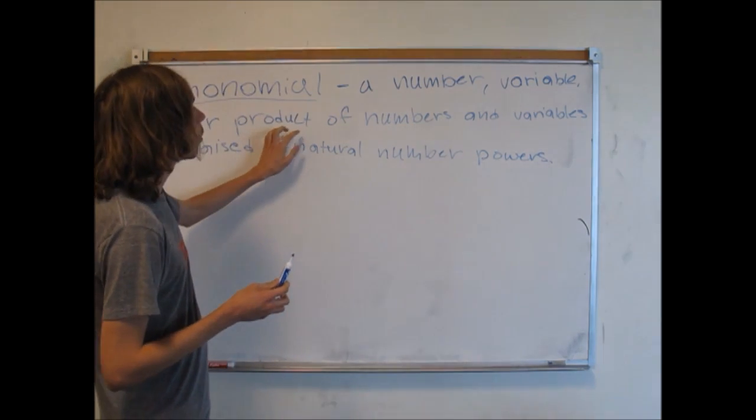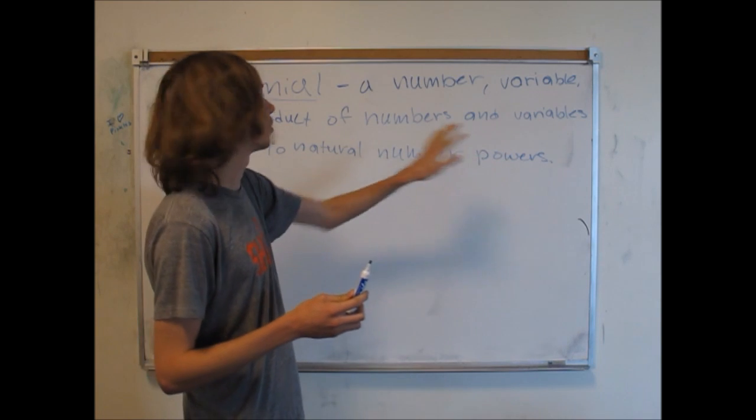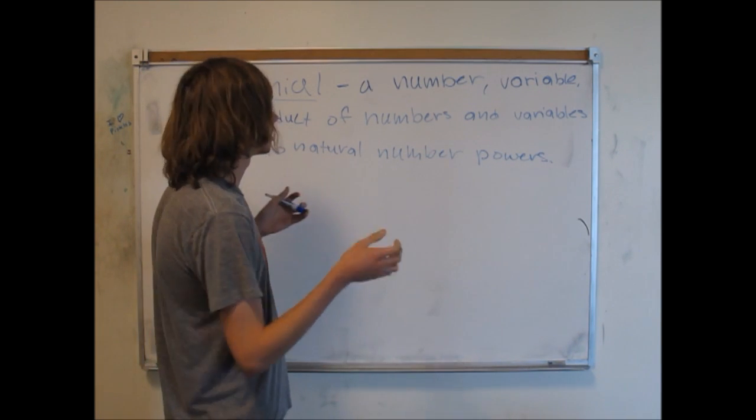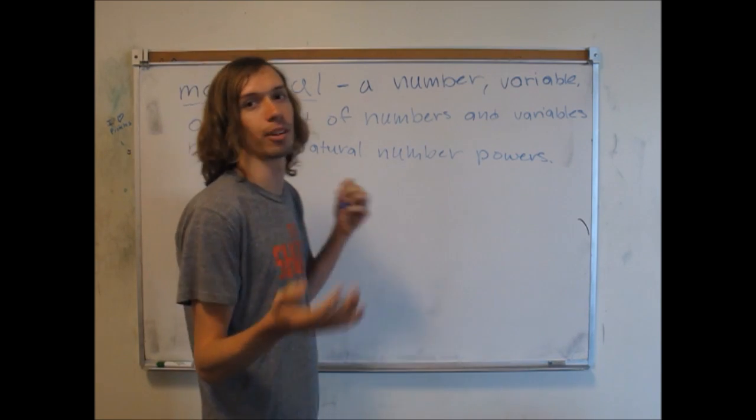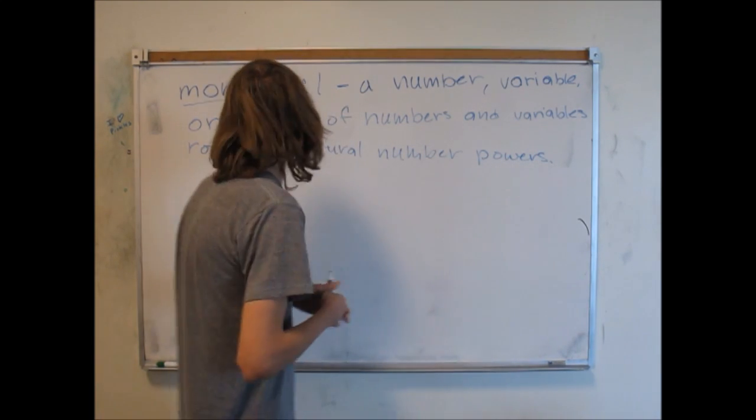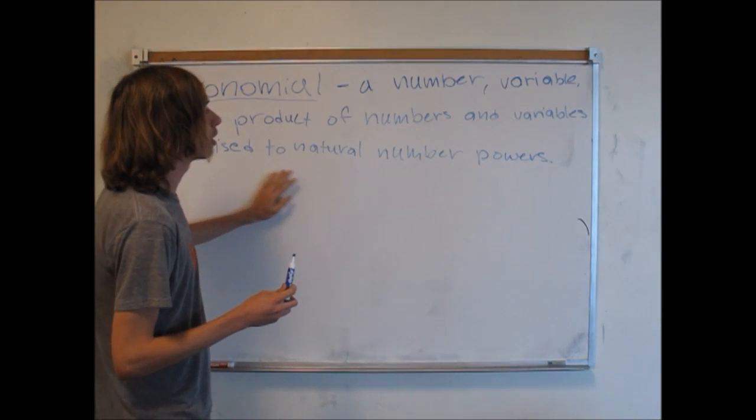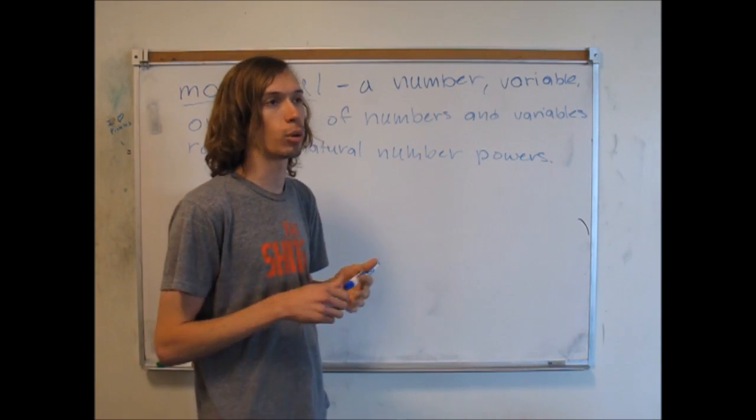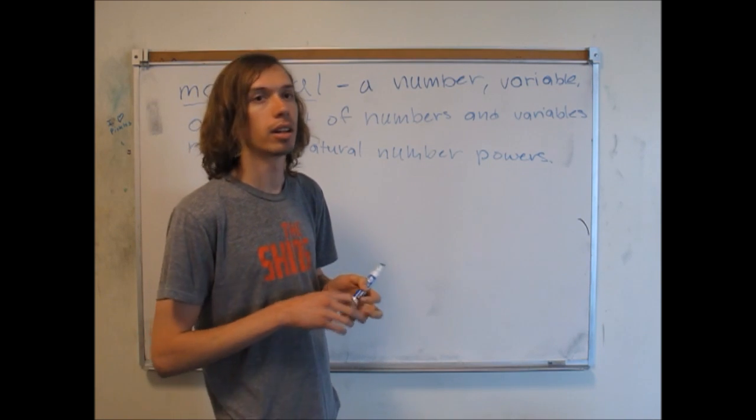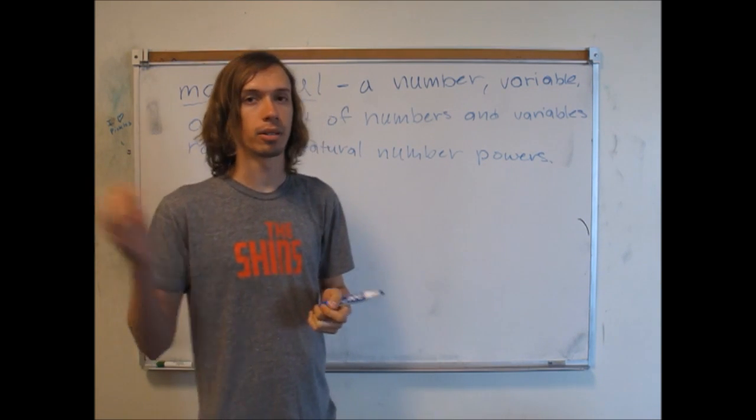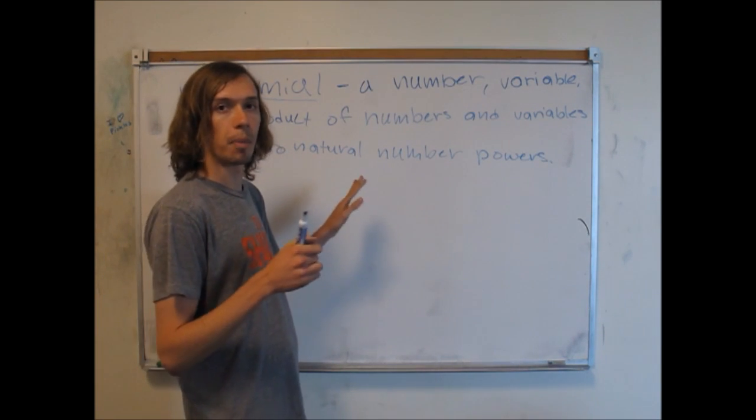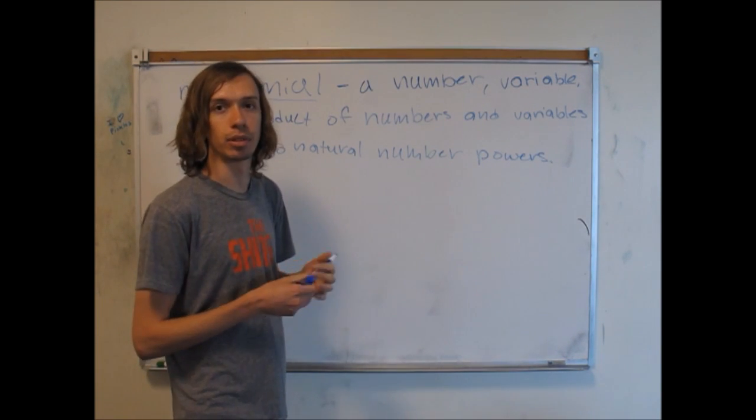And then it says, or a product of numbers and variables. Remember, a product is just indicating multiplication. So it's basically saying when you have a number and a variable multiplied by each other. And then it says here, raised to a natural number power. Natural numbers, remember, are just whole numbers that are positive: 1, 2, 3, 4, etc. Now that we've broken down the definition, we can take a look at some examples of what monomials are.